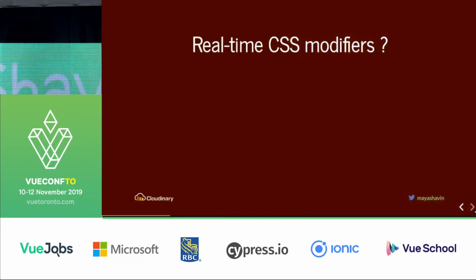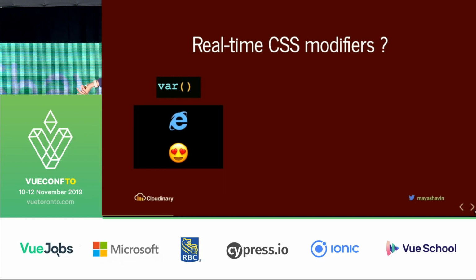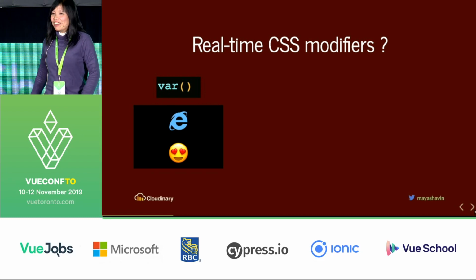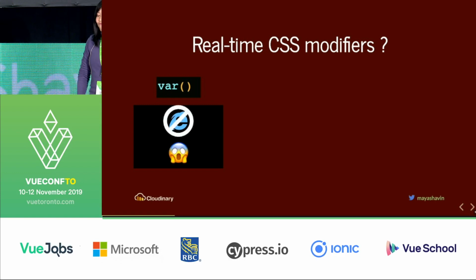So, what about real-time modifiers? Well, the good news is that we have CSS variables, which are easy to use, and it's awesome. But the bad news is that Internet Explorer doesn't like it. It doesn't want to have it. I also don't know when it wants to have it. So if you don't care about Internet Explorer, you're good with it.